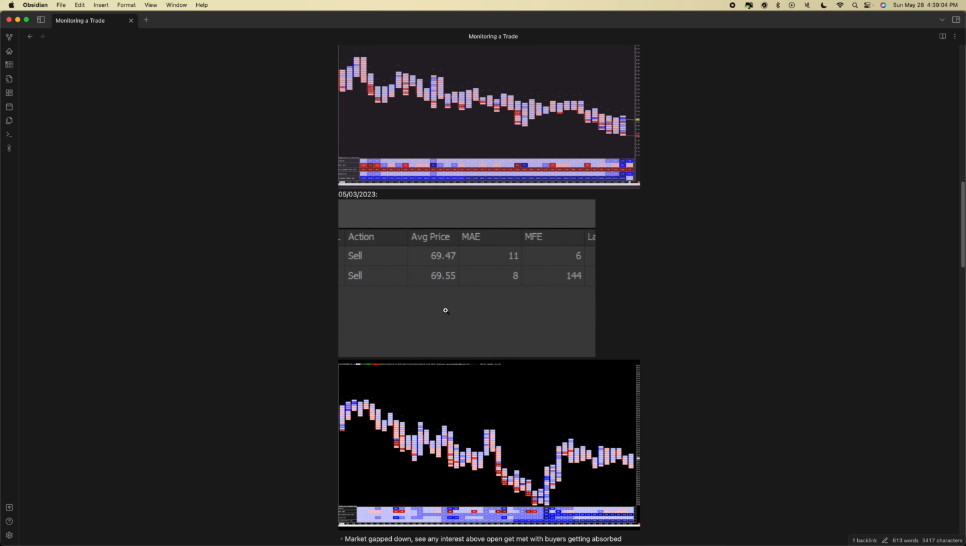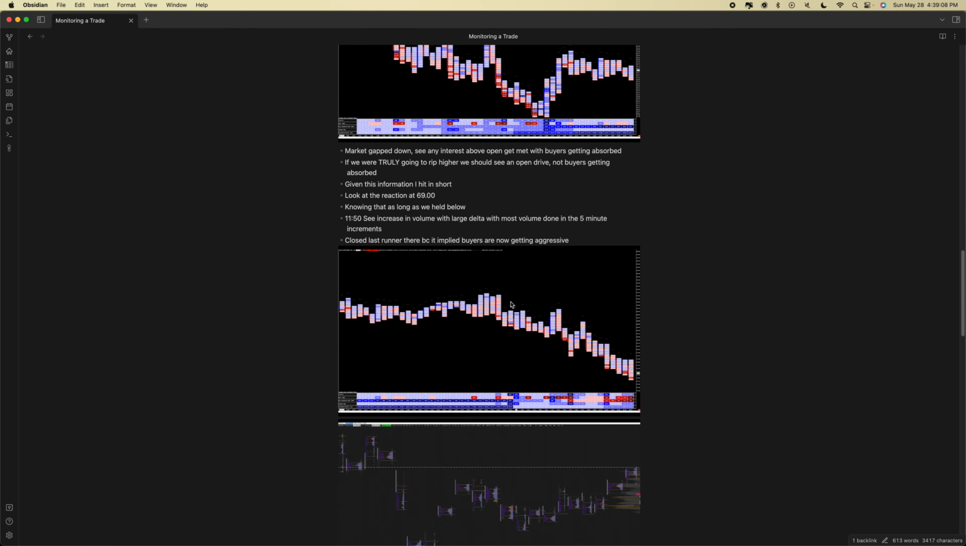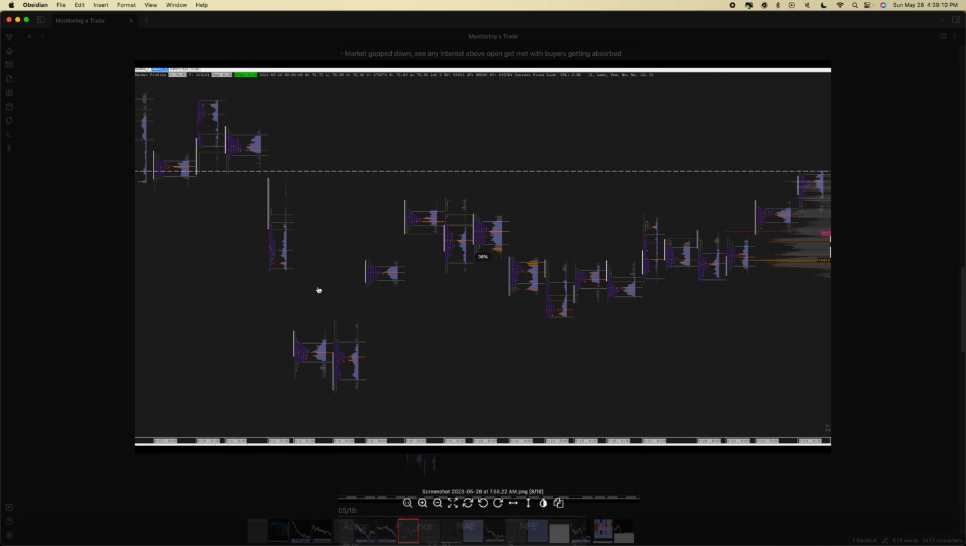The next trade is the trade that I took on May 3rd. So just some context for the day. This was the day before. We shorted to the lows, set to gap down. This is where the profile opened up right about here.